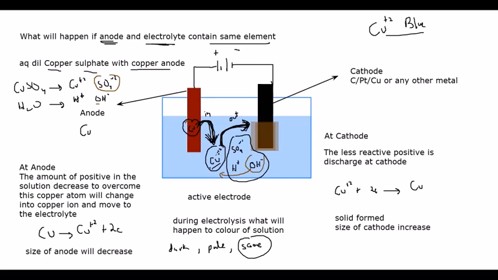The color of this electrolyte is due to copper ion, which is blue. So the amount of copper ion within the electrolyte does not change. That is why the solution will remain the same blue in color. It will not get darker or paler. Is it clear?